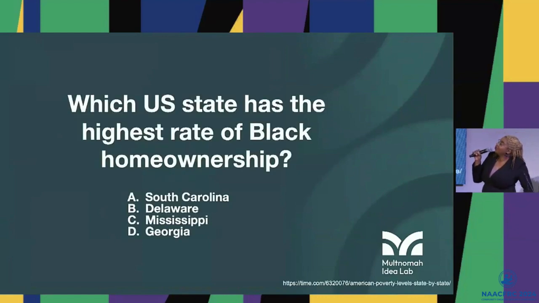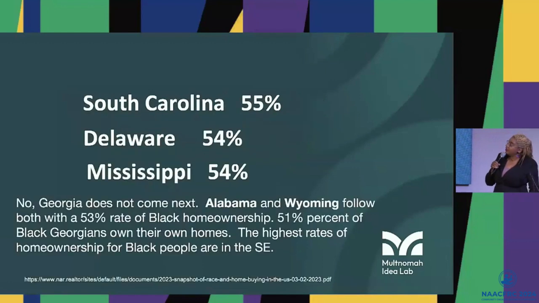Okay. Which US state has the highest rate of Black home ownership? Is it A, South Carolina, B, Delaware, C, Mississippi, or D, Georgia? Raise your hand if you think it is A. Quickly. Okay. How about B, Delaware? Okay, some Delaware. C, Mississippi. Okay, and D, Georgia. Oh, we have a lot of people who believe it's Georgia. If you said A, South Carolina, you are correct. One person. Delaware and Mississippi are tied for the second highest rates of Black home ownership, and Georgia doesn't come next. Alabama and Wyoming follow.